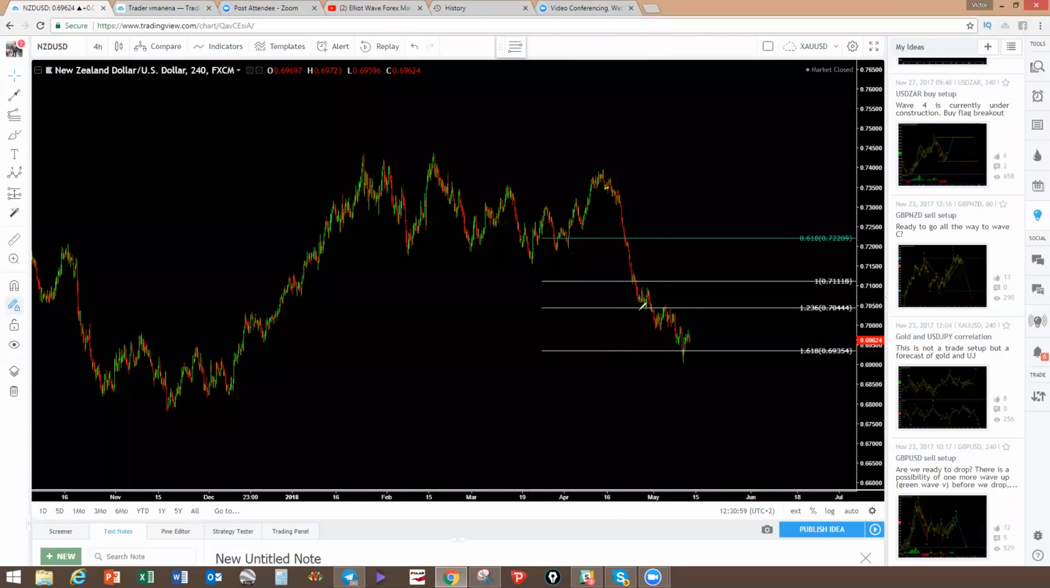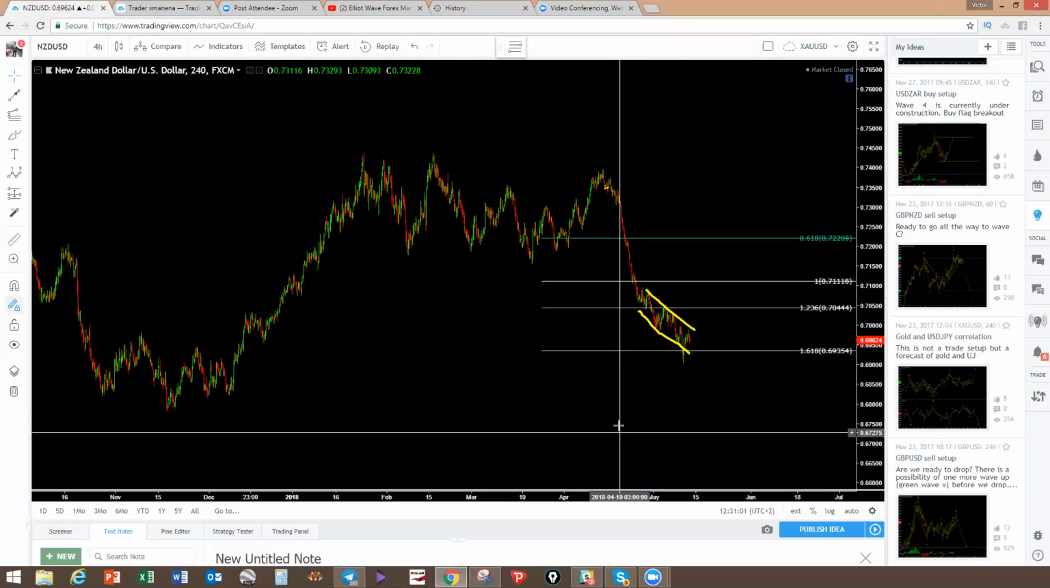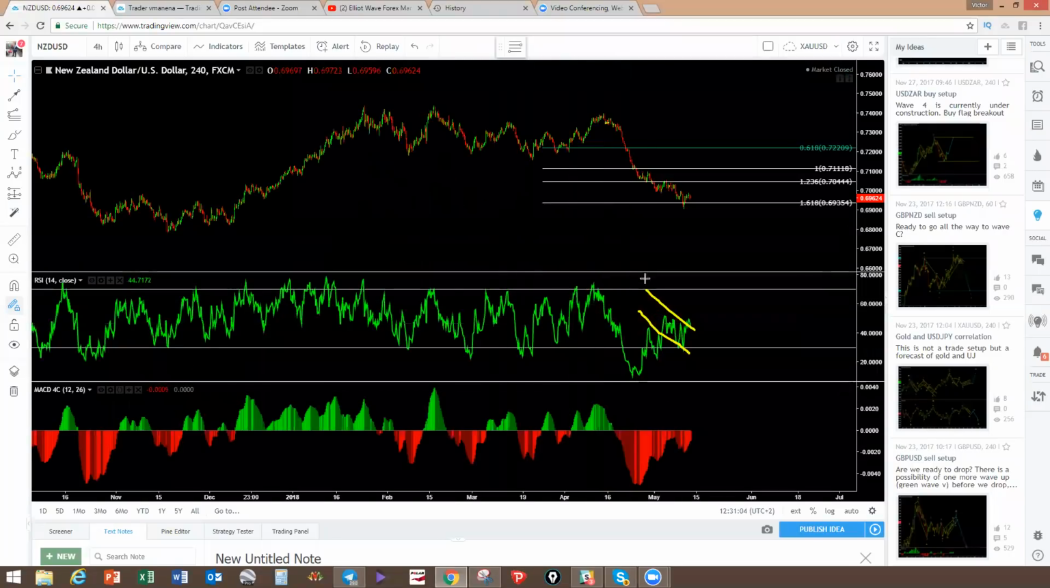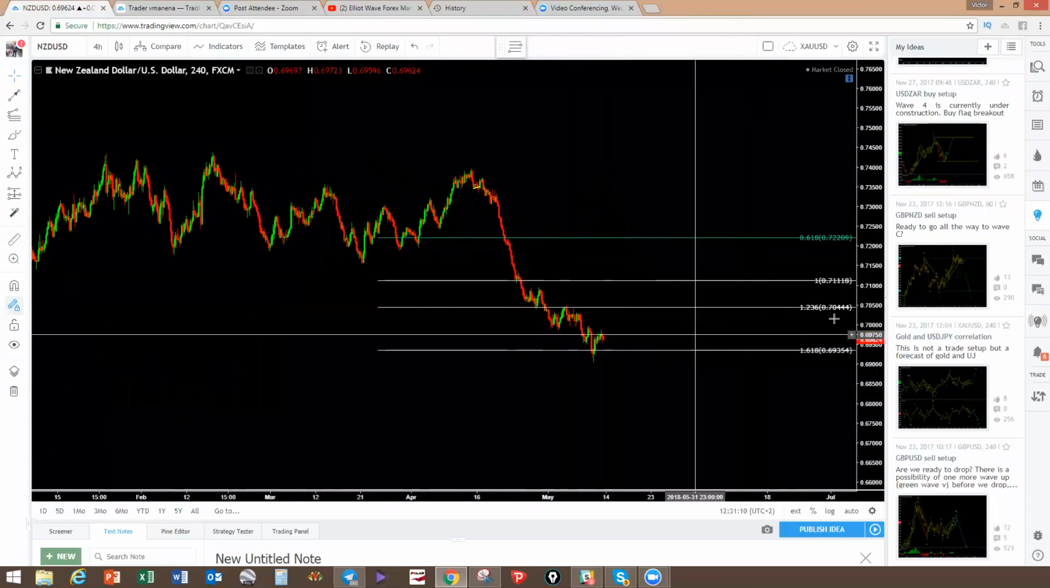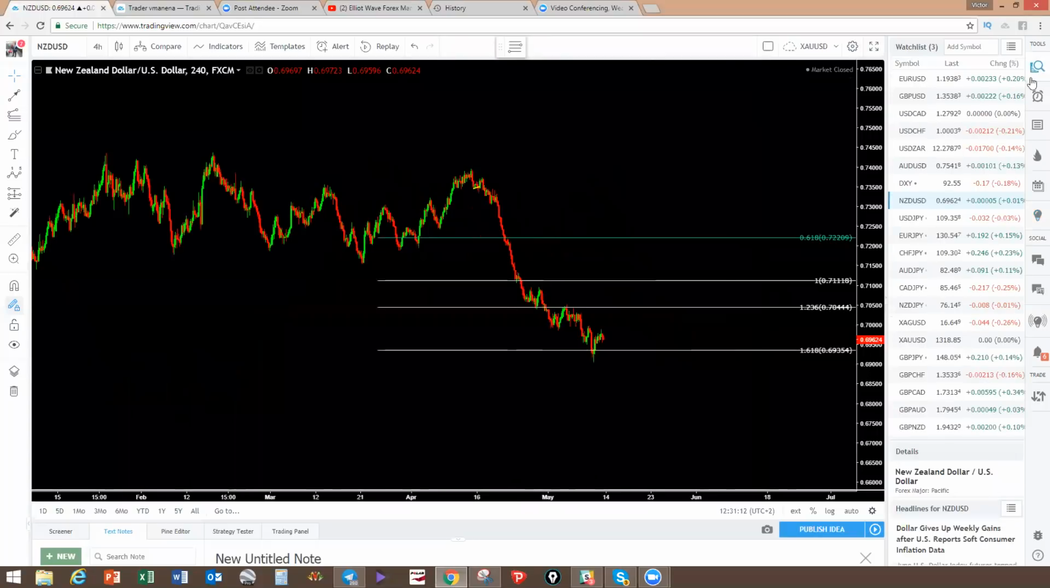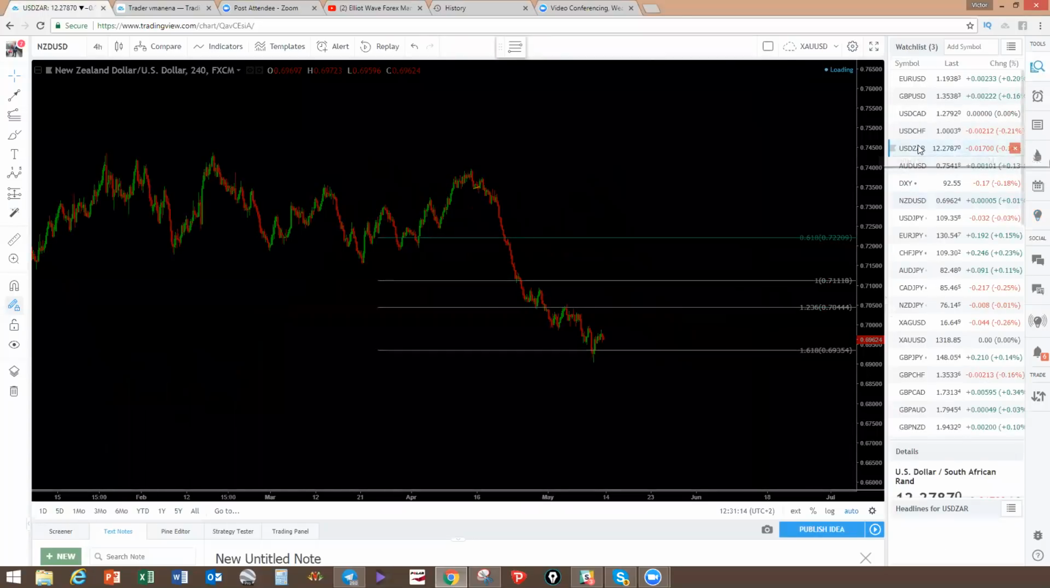We are getting a V pattern here on New Zealand, so we'll be looking for some kind of a bounce soon. All right, good. That is NZD/USD. Let's go to USD/ZAR.